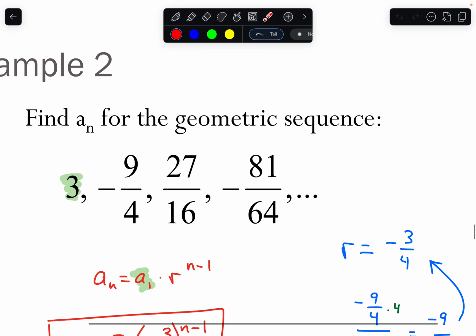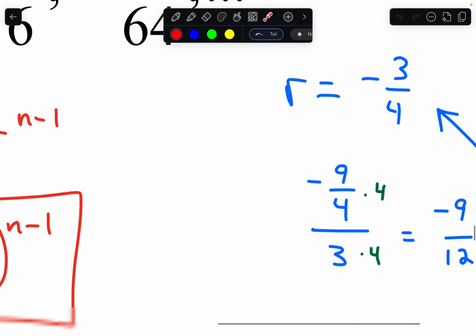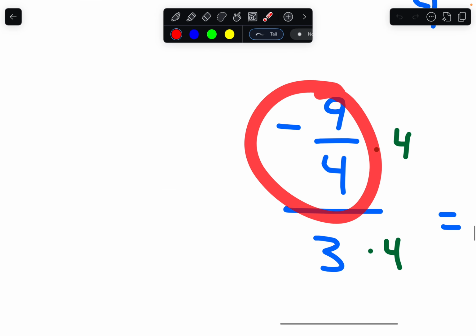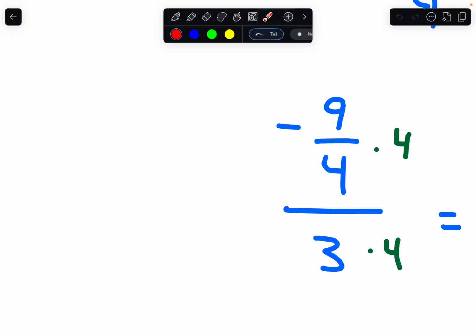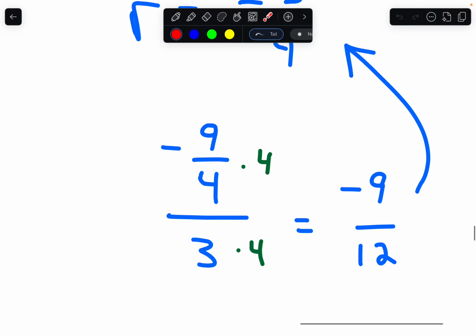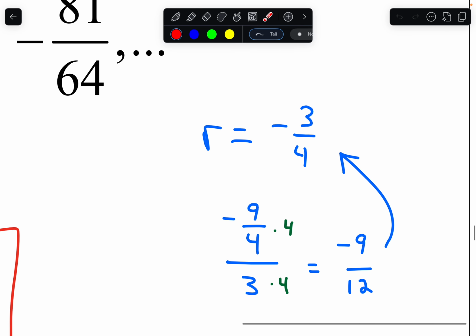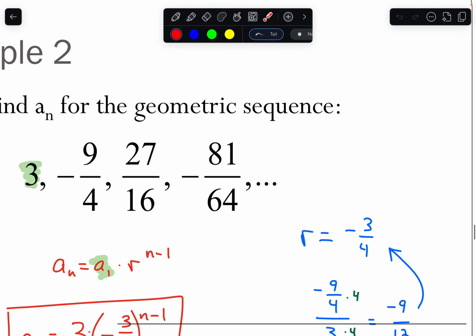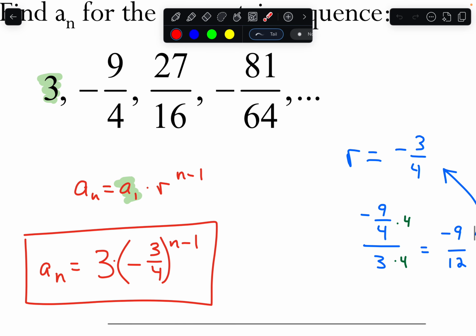And now the other thing we could find is r. So if we take the second term and divide it by the first term, you could multiply to get rid of the fraction. Multiply the 3 up and it becomes 1/3, and you get negative 9 over 12, which reduces to negative 3/4. And so now I can put these two pieces of info together.